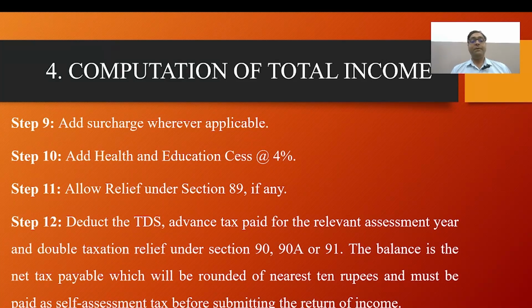Step 12 is to deduct the TDS, advance tax paid for the relevant assessment year, and double taxation relief under section 90, 90A or 91. The balance is the net tax payable, which will be rounded off to the nearest 10 rupees and must be paid as self-assessment tax before submitting the return of income. All steps will be discussed here, and when we follow all the steps, we will reach the total income.